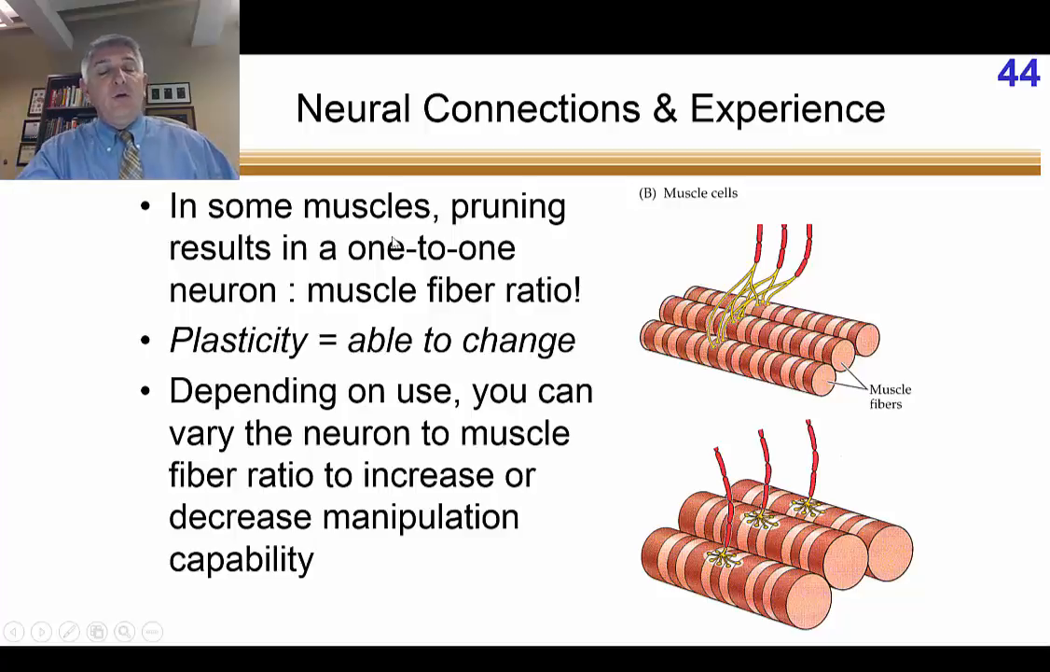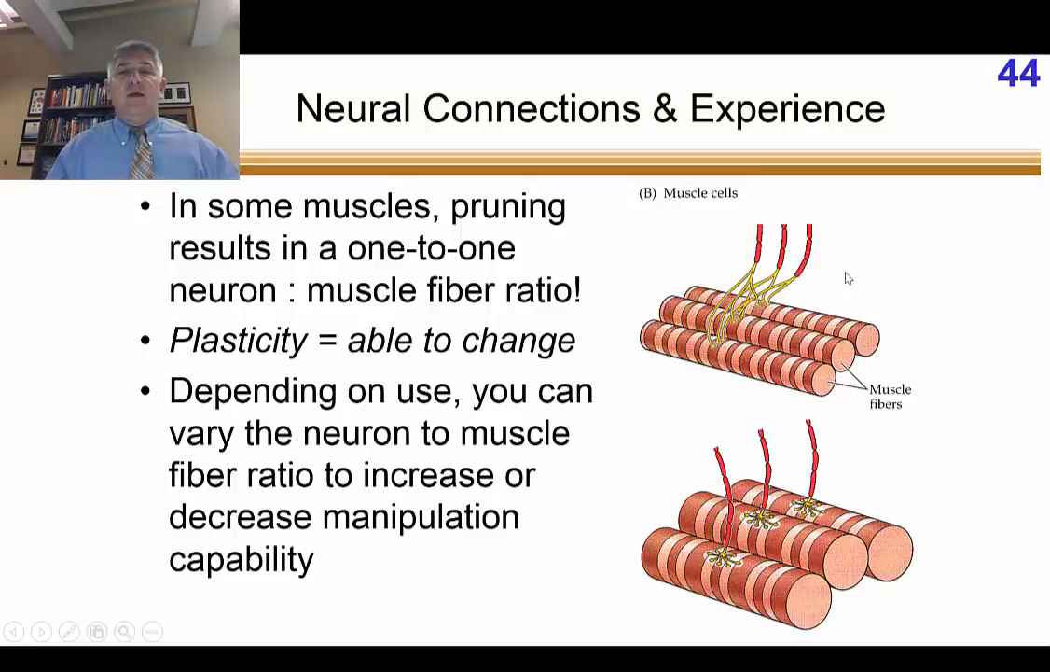When we talk about the motor system, coming up in the next section, we'll talk about the fact that in some muscles, the pruning results in a 1-to-1 muscle fiber ratio. So we have 1 axon connecting with 1 muscle fiber. And this gives us the best control over our muscles, whereas here we have axons coming in and connecting to at least 2 fibers. So we can't individually move those. We have to move them together, right? And so we don't have as much control.